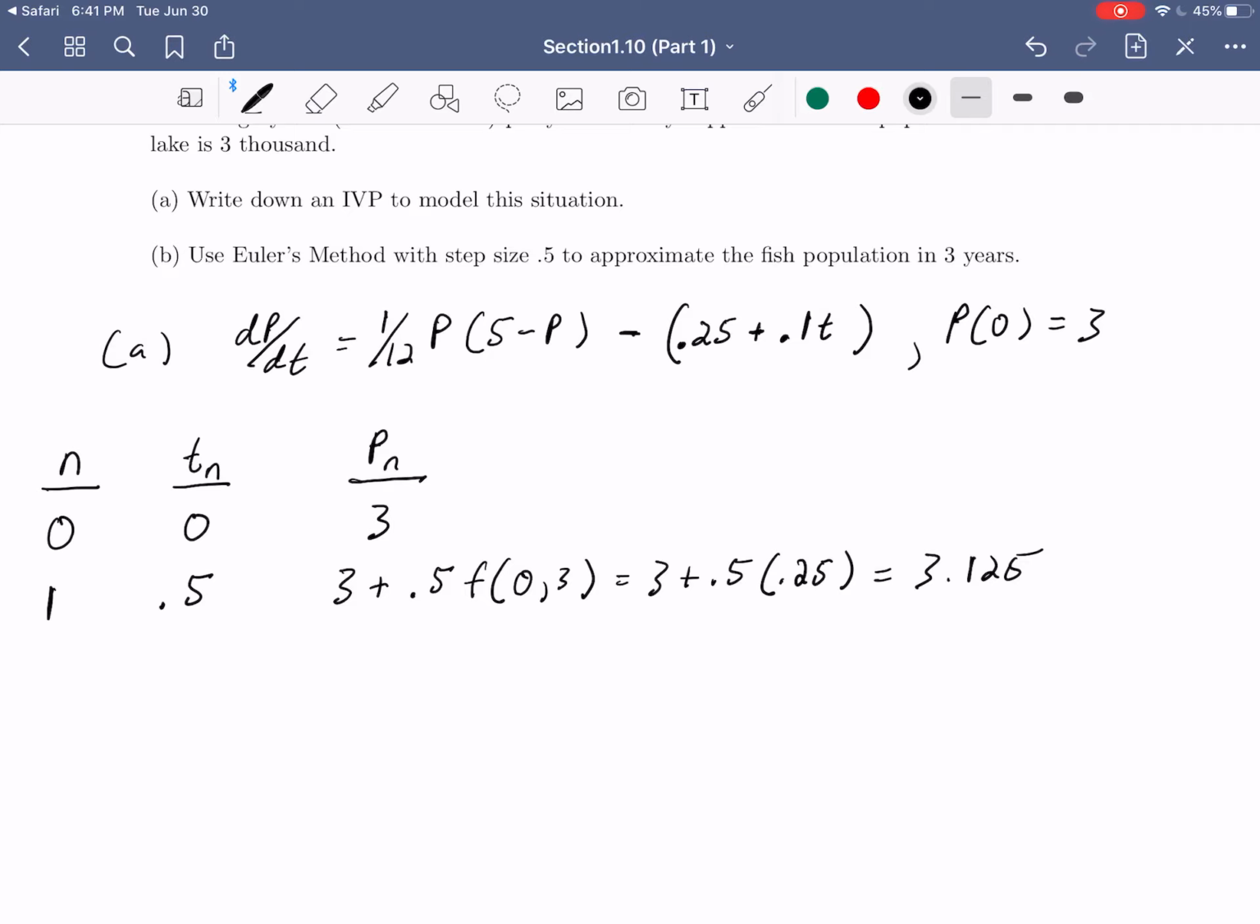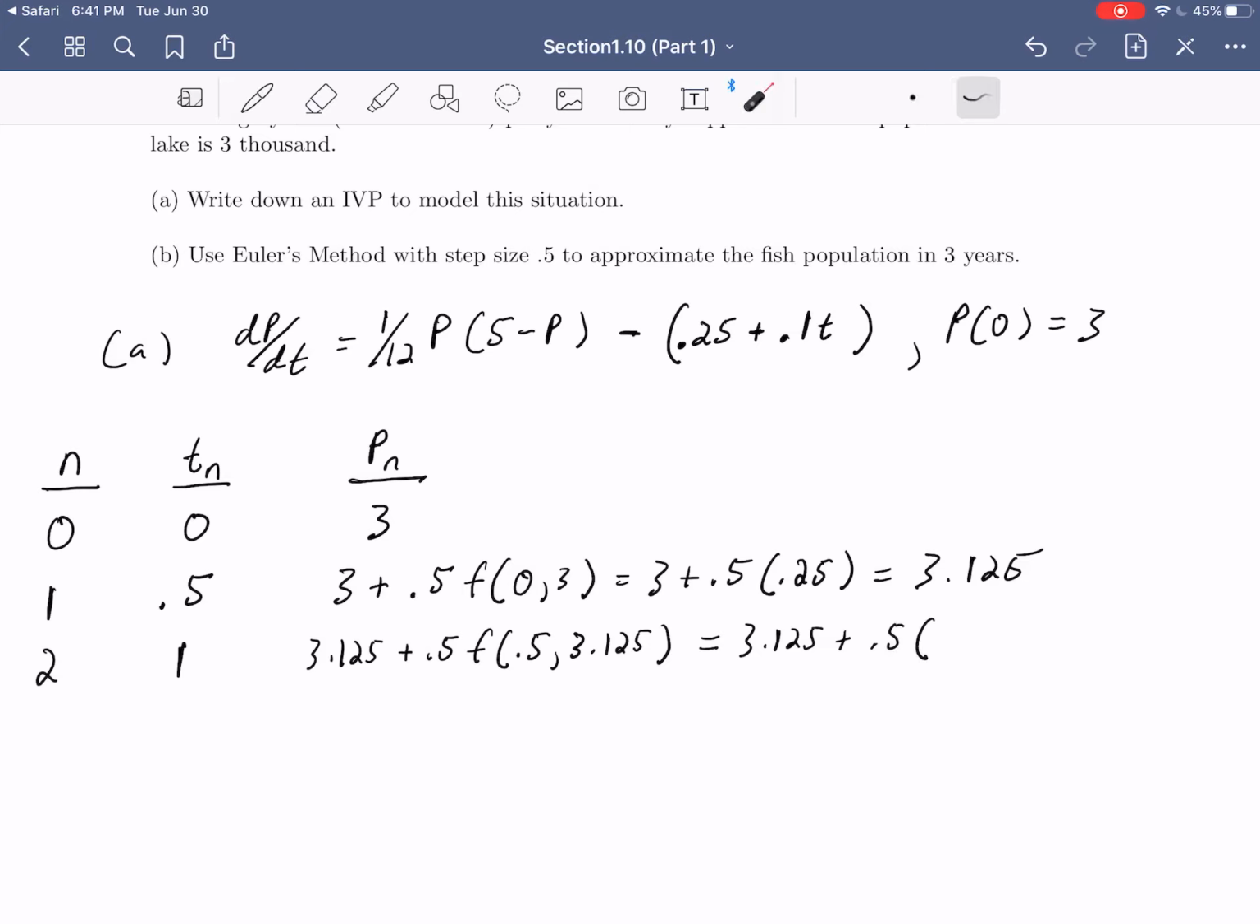Okay, now we'll advance another one. So this is n equals 2. So this would be what we expect in 1 year. So 3.125 plus 0.5. And now we're going to evaluate our differential equation at 0.5 for t and 3.125 for our population. So that's going to be 3.125 plus 0.5. And now I'm going to be plugging in 3.125 in for p and 0.5 in for t.